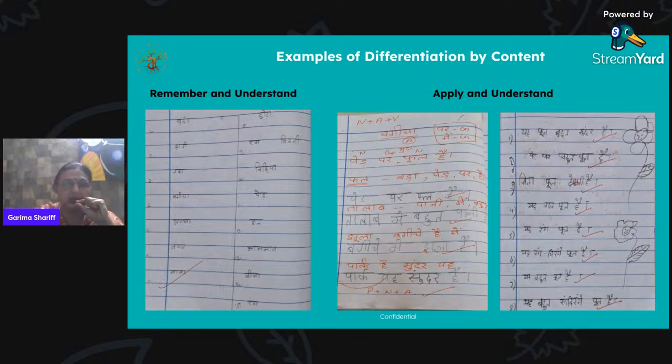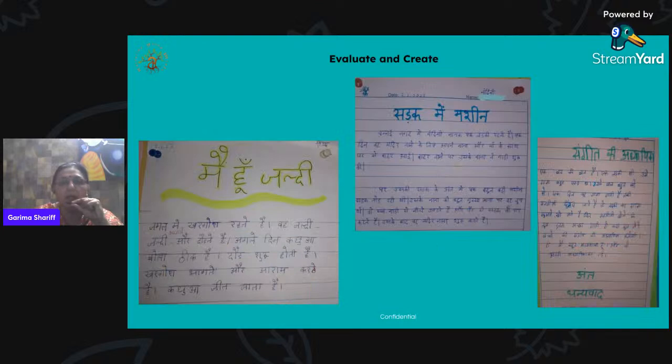Once they write it, I give them the same words in the form of jumbled sentences. So what happens? They apply the knowledge they have understood. They remember and understand, apply that knowledge and frame simple sentences, which helps them do proper sentence formation, which can be a very, very simple sentence. After they have started to learn this in my class, we go to the next level of evaluate and create.